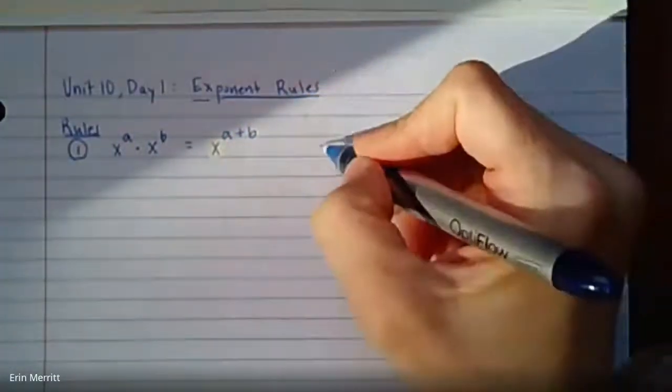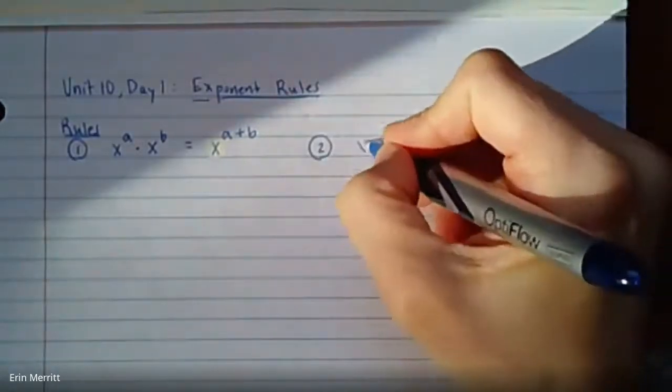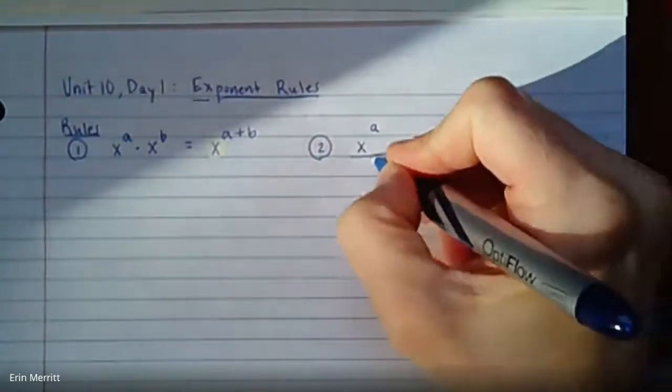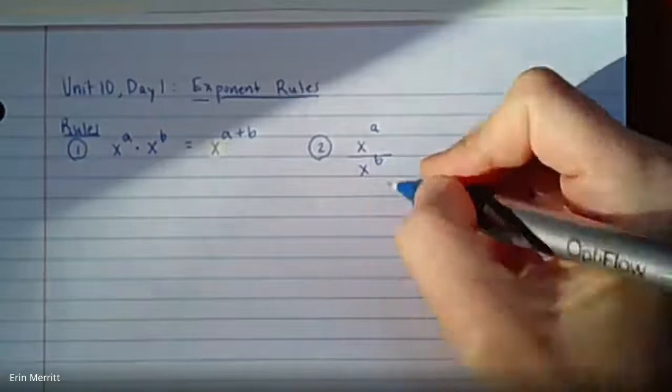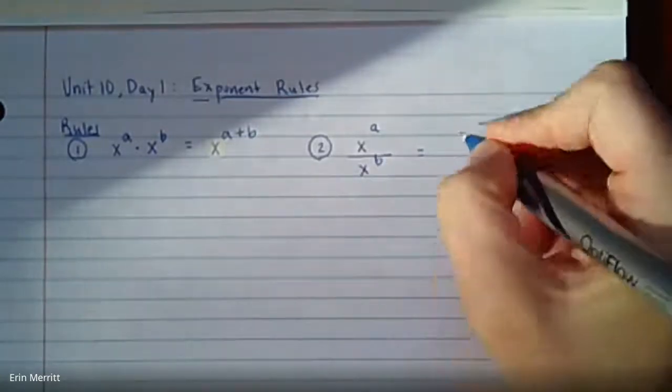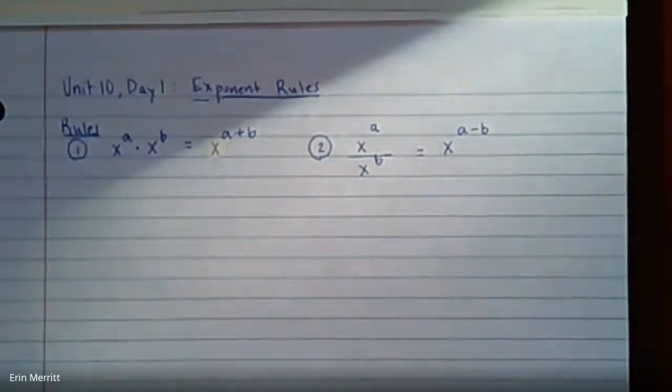All right, rule number 2. If we're dividing exponents, so x to the a divided by x to the b power, then we're doing the reverse. We can subtract those exponents. So x to the a minus b.